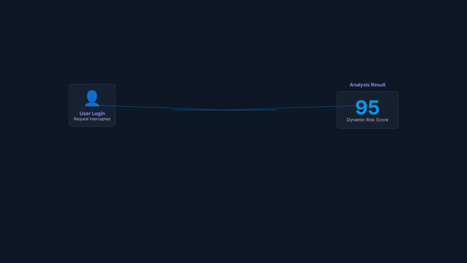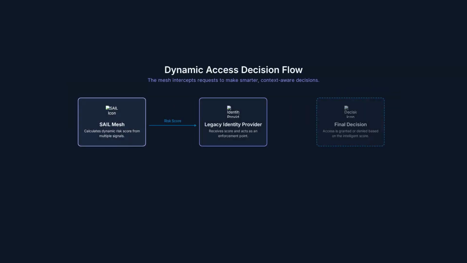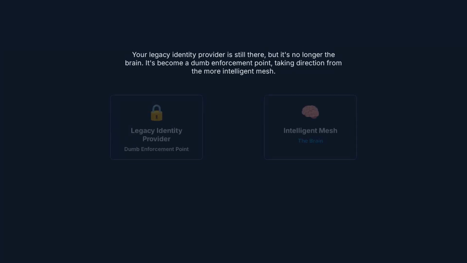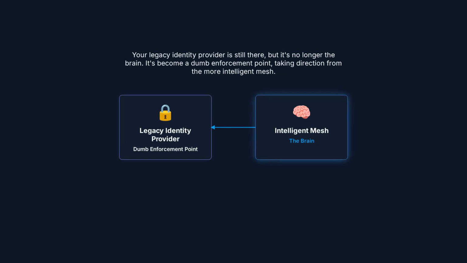The SAIL calculates a dynamic risk score based on a rich set of data. That score is then fed back to the identity provider, which makes the final access decision. You've just strangled one piece of functionality. Your legacy identity provider is still there, but it's no longer the brain. It's become a dumb enforcement point, taking direction from the more intelligent mesh.